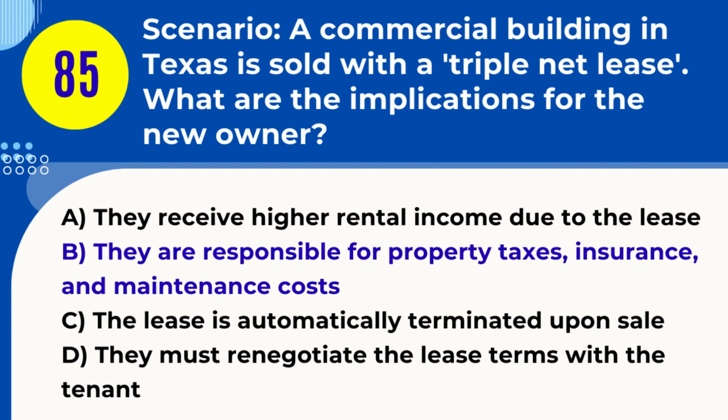Answer. B. They are responsible for property taxes, insurance, and maintenance costs. Explanation. A triple net lease in Texas means that the tenant, not the property owner, is responsible for paying property taxes, building insurance, and maintenance costs, in addition to rent and utilities. For the new owner, this lease type can provide a more stable and predictable income stream as these expenses are passed on to the tenant.